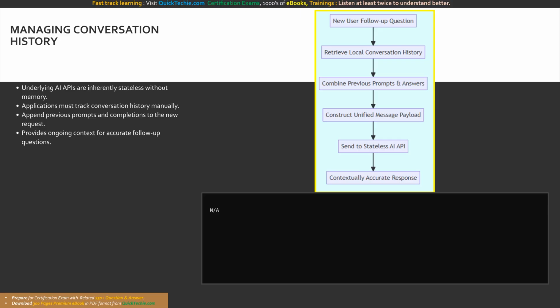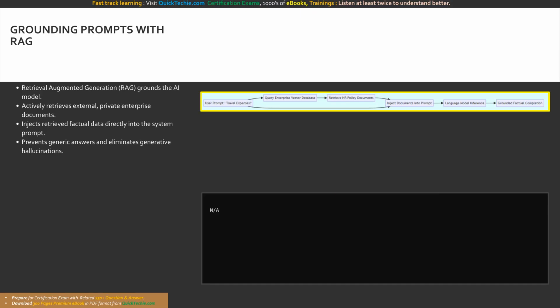When the next question is asked, you send the entire array so the model can read the full chronological thread. This diagram illustrates how stateless systems achieve conversational memory. While conversation history provides conversational context, sometimes your AI model needs highly specific, factual data that it was never originally trained on. To add this vital enterprise context, generative AI applications utilize an advanced architectural technique called retrieval augmented generation, commonly referred to as RAG.